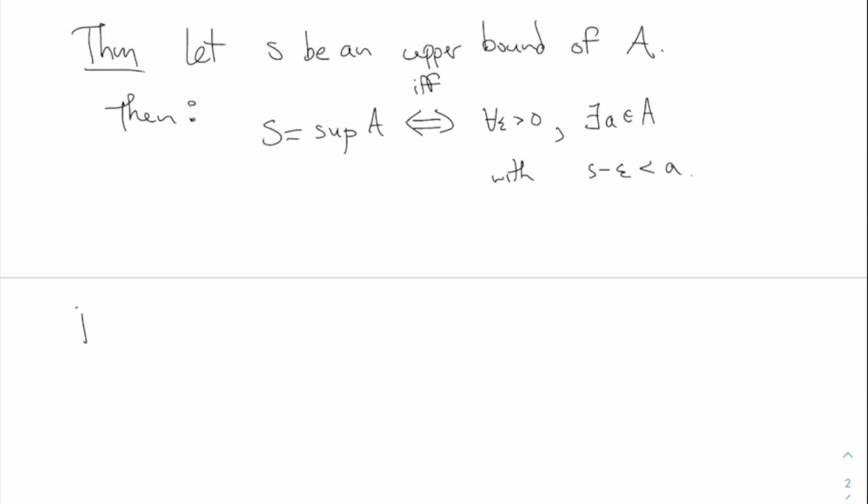So let's see if we can do this. I'll do this way first. I don't know if either way is easier in this case. So I am going to assume that S is the sup of A.